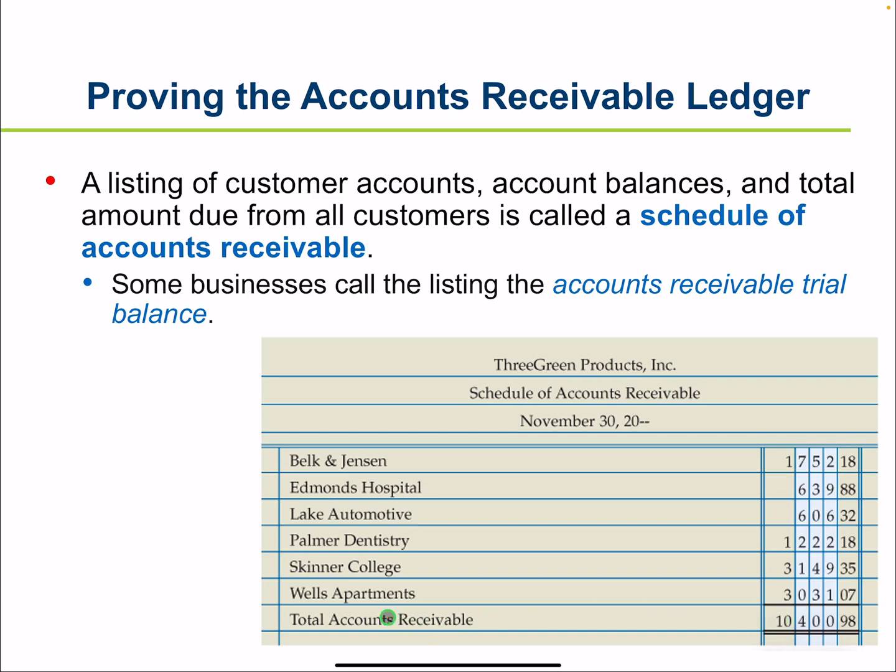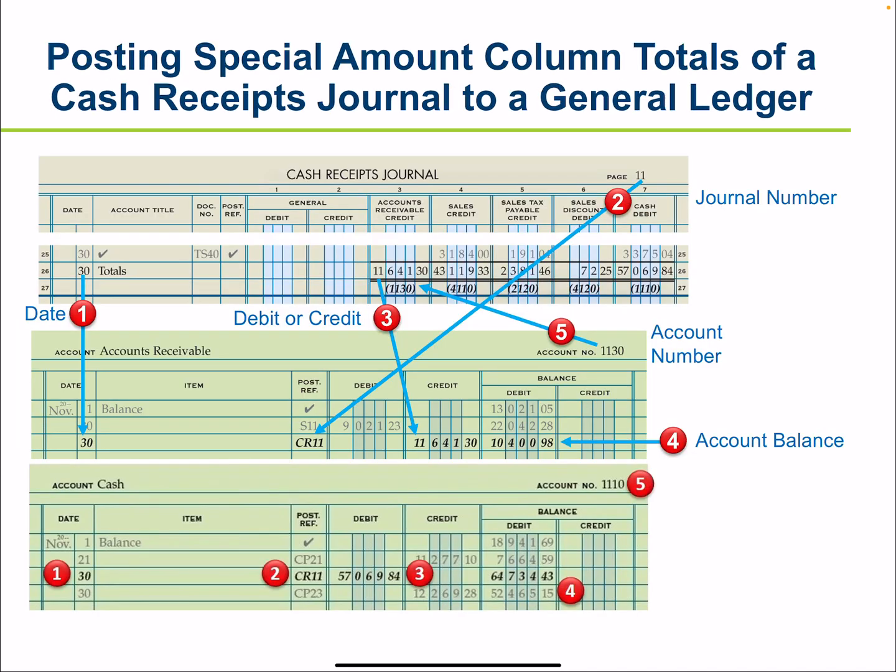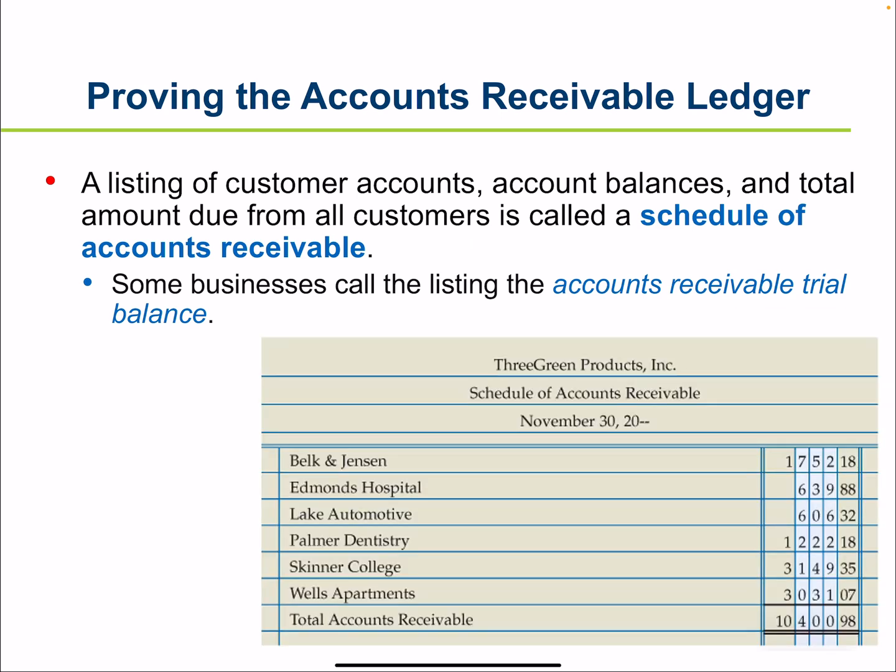If you look at the total of your accounts receivable, $10,400.98. Remember, this amount from your schedule of accounts receivable should equal the same number that you have in your accounts receivable account, $10,498. Okay, our accounts receivable after we're done posting, $10,498, equals the same amount that is in the total amount from our customers.